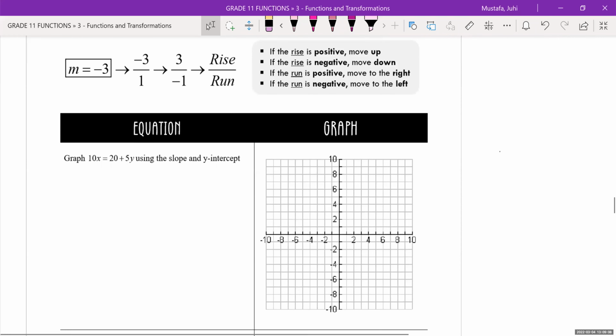So when I give you a question like graph 10x is equal to 20 plus 5y using the slope and the y-intercept, the first thing you have to do is actually find the slope and the y-intercept. We could do either method. So let's go ahead and for this one, change it to standard form so we can get some practice doing that. So I'm going to convert this equation into standard form, which would just be moving the 5y over and moving the 20 over.